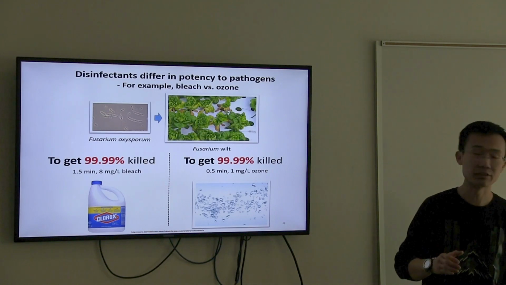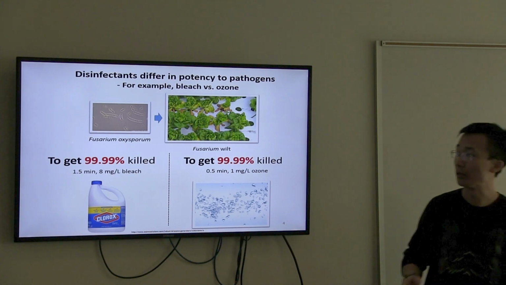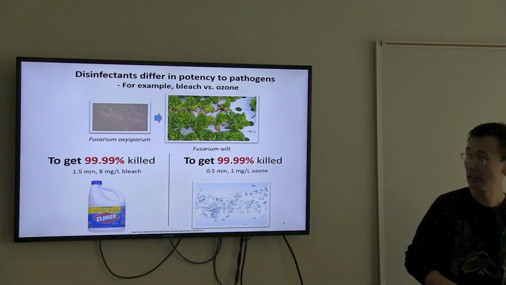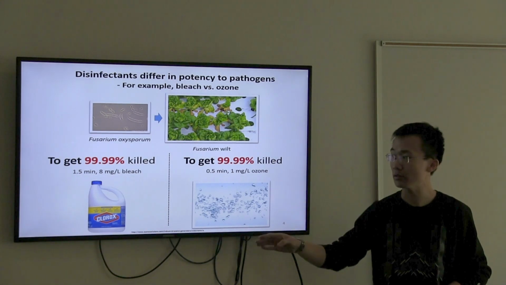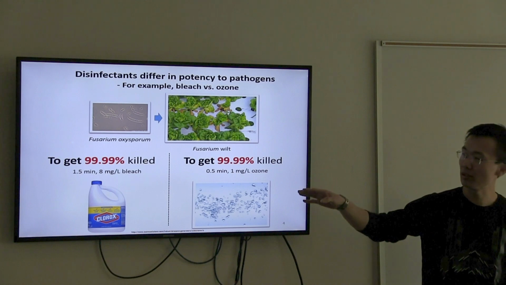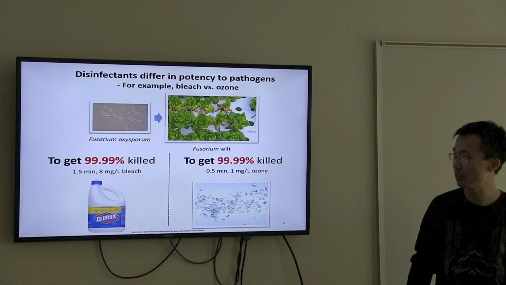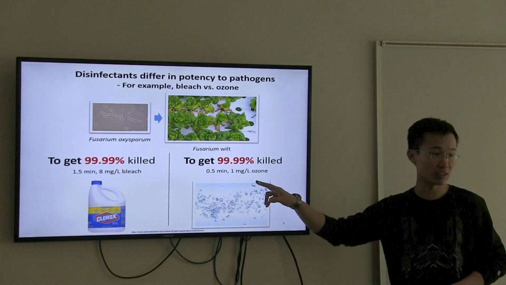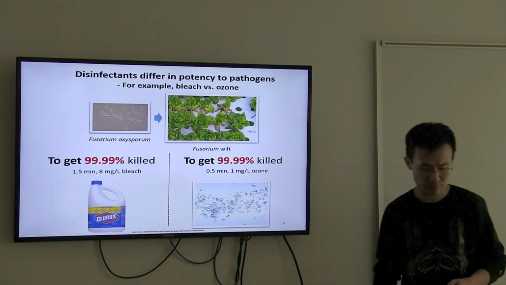Different disinfectants differ in their potency to the same pathogens. For example, this is the example of Fusarium oxysporum. That's a fungus here. In order to get 99% of these pathogens killed, you can use bleach. You need about 1.5 minutes of contact time, 8 milligrams per liter of this substance. And for another chemical, ozone, you need much less dosage here to get the same level of kill.